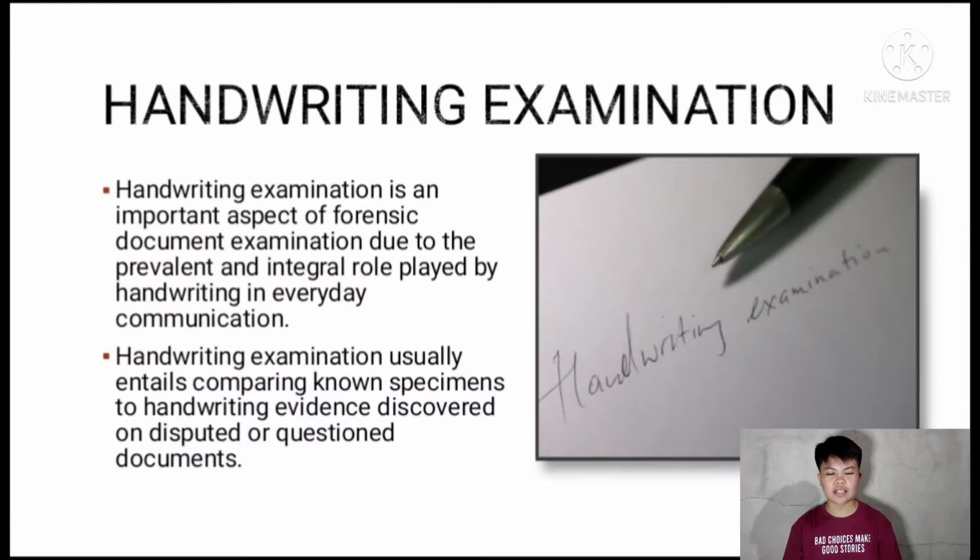Next is the handwriting examination. Handwriting examination is an important aspect of forensic document examination due to the prevalent and integral role played by handwriting in everyday communication. Handwriting examination also usually entails comparing known specimens to handwriting evidence discovered on disputed or questioned documents. The purpose of this examination is to identify the author of the writing on a questioned document, detect forged signatures, and determine whether a common author produced a series of documents.